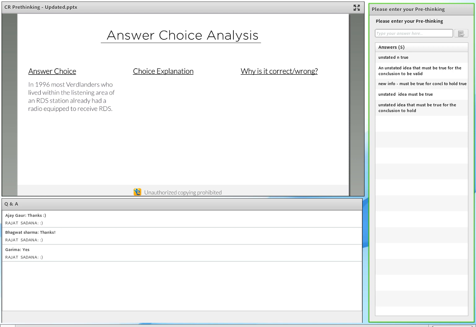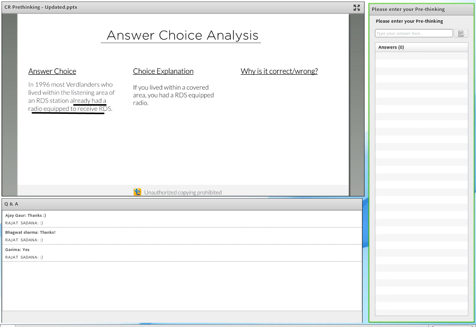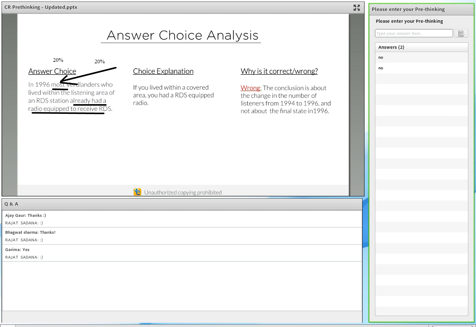Okay, let's look at what choice B says. Choice B says, in 1996, most Verlanders who lived within the listening area of an RDS station already had a radio equipped to receive RDS. Essentially, what this choice is saying is, if a majority of people who lived within a covered area had an RDS equipped radio. Now, answer this question. Is it required that most Verlanders who live within the listening area had the right kind of radio for my conclusion to be true? Or in other words, if in 1994 only 20% of the Verlanders had an RDS equipped radio, and then in 1996, also 20% of the Verlanders had an RDS-equipped radio, would the conclusion not be true? So the question is, is this word most required? And the answer to that is no, it's not a must be true.